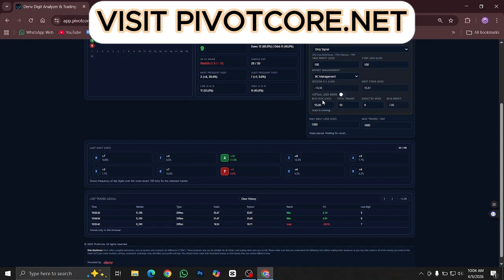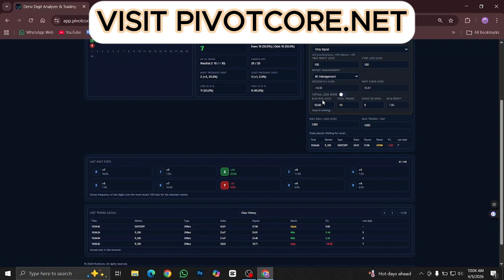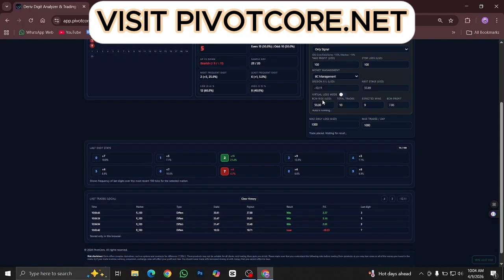Now, let's look at the setup. I'm selecting the digit differs strategy today. For those new to this, we are essentially predicting that the last digit of the price will not be a specific number. While it sounds simple, the secret lies in the prediction and the timing. On PivotCore, I've set my parameters to ensure the bot waits for the right market conditions before entering. This isn't about gambling, it's about probability. I'll show you exactly how I configure my stake and my prediction digit to maximize our safety net.